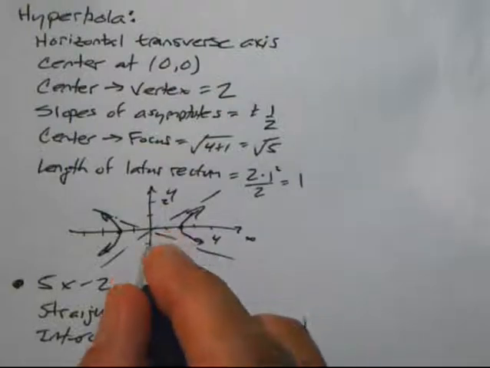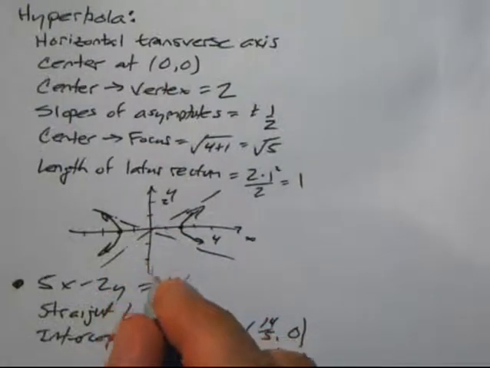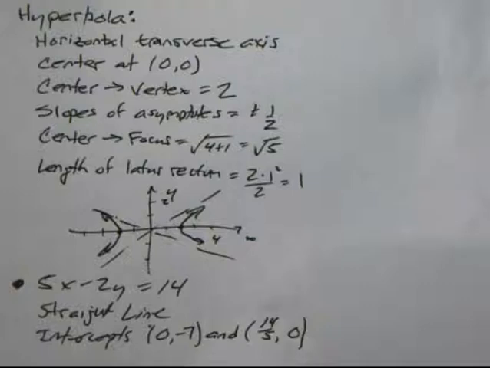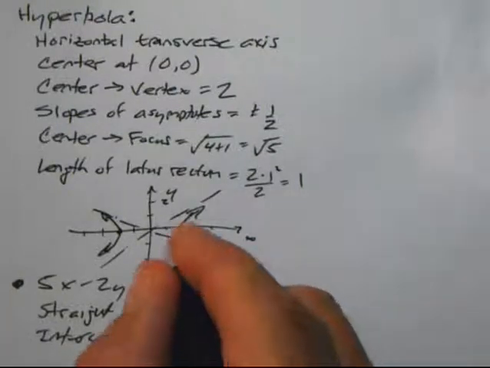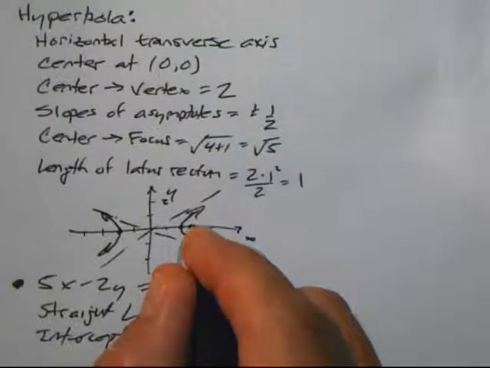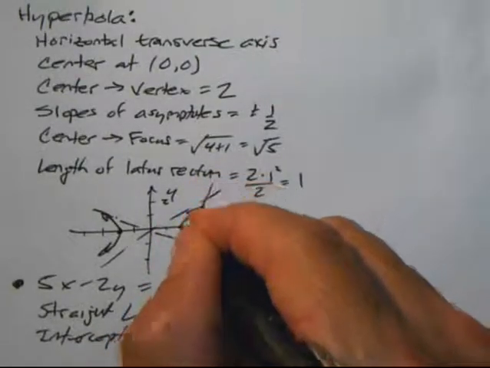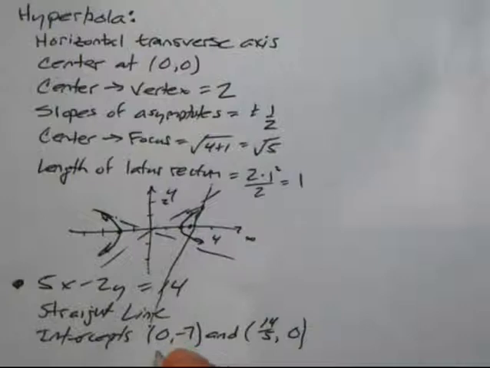Adding this onto our thumbnail sketch: 0, negative 7, let's see, 1, 2, 3, 4, 5, 6, about there. And 2.8, that's about there. So we have a line that looks about like this.